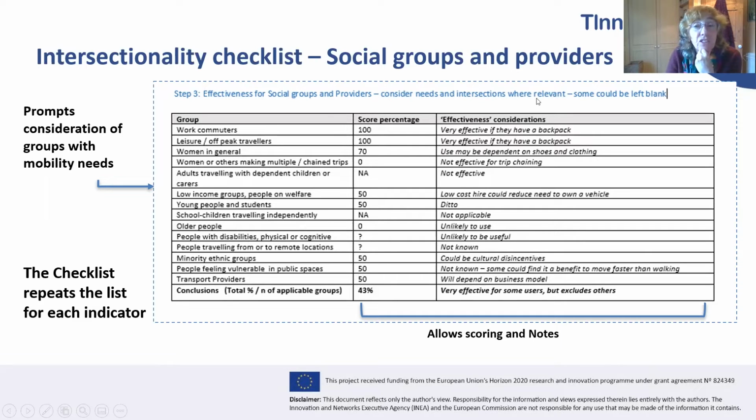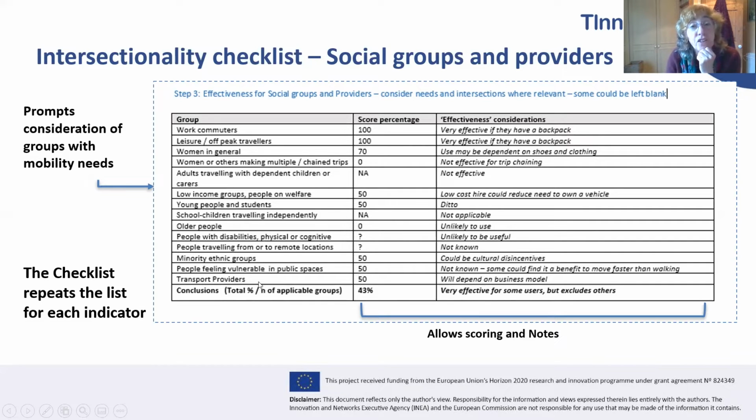Consider the needs and intersections where relevant. So here's a list of groups that have intersectional needs. Now it's not an exhaustive list, but we feel it's a pretty good list, that it covers quite a few different groups that people might not necessarily think about. So it covers women, work commuters, leisure travellers, people making chain trips, adults travelling with children, low income groups, young people, older people, people with disabilities of various kinds, remote locations, minority ethnic groups, and people feeling vulnerable. And also the transport providers are another group.